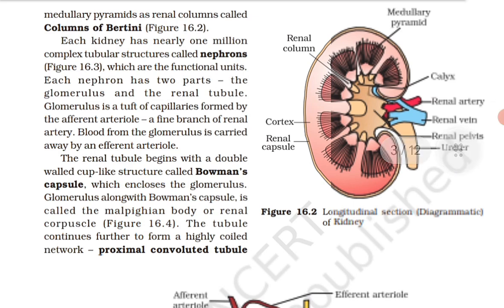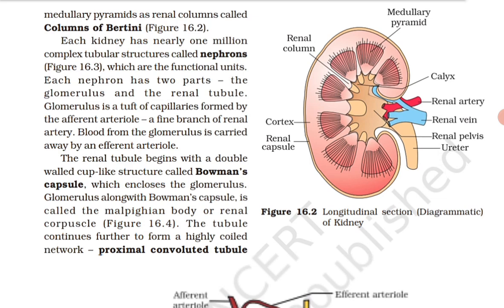Glomerulus is a tuft of capillaries formed by the afferent arteriole, a fine branch of renal artery. Blood from the glomerulus is carried away by an efferent arteriole.